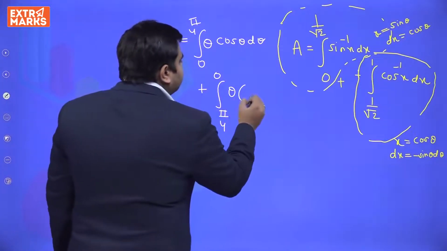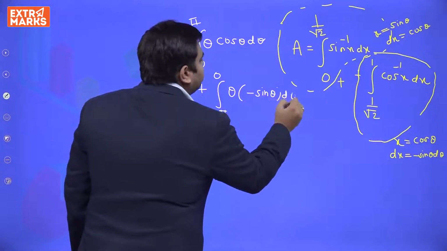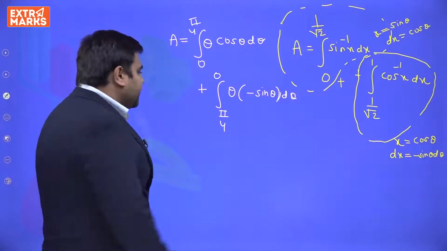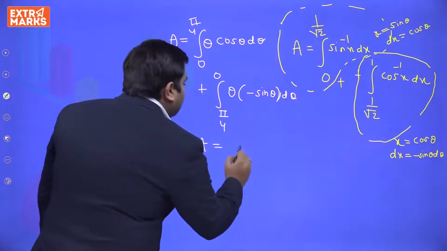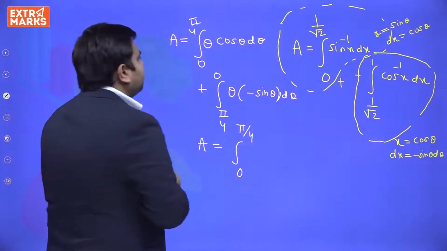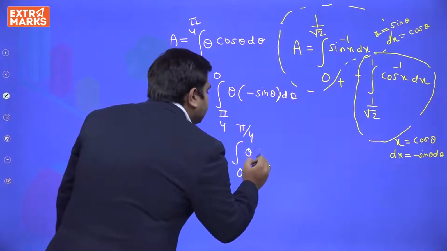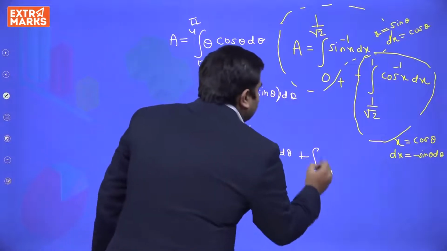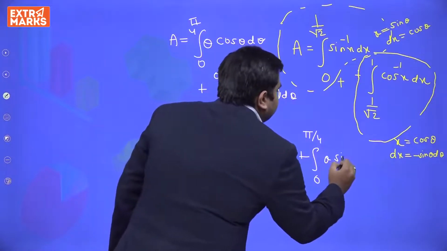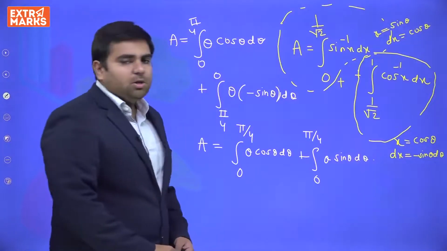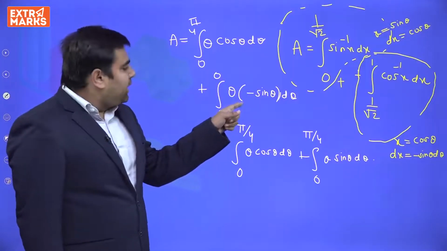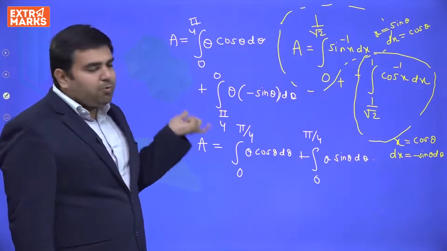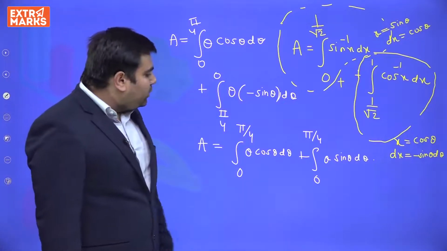But what is dx? Dx is minus sine theta d theta. Are you getting this point or not? So this can be written as the integration of 0 to pi by 4 theta cos theta d theta plus 0 to pi by 4 theta sine theta d theta. Now this minus sign was common, and taking one more minus sign common, I exchange the limits from 0 to pi by 4 instead of pi by 4 to 0. So this minus minus becomes plus over here. Now we need to apply integration by parts over here.